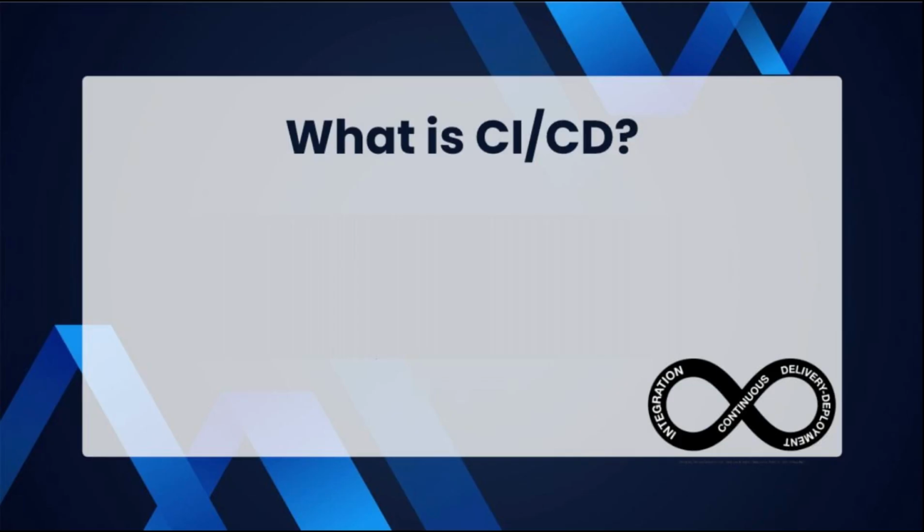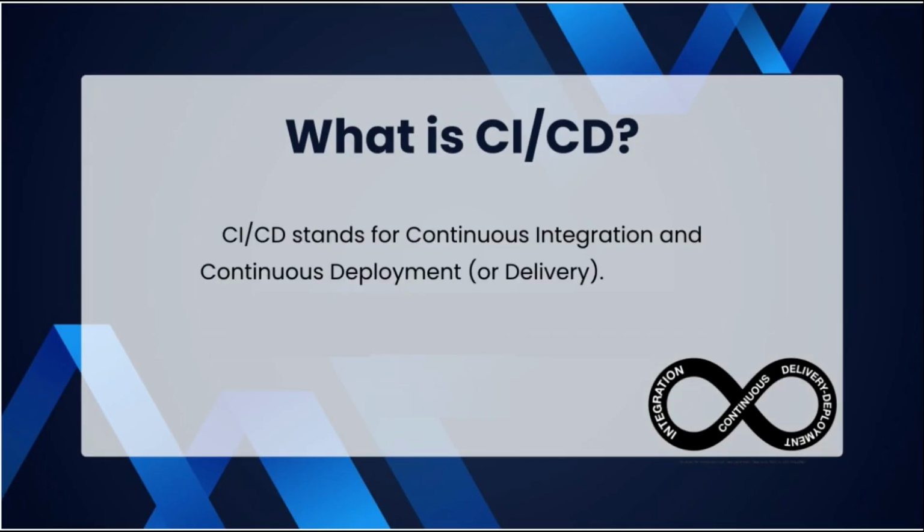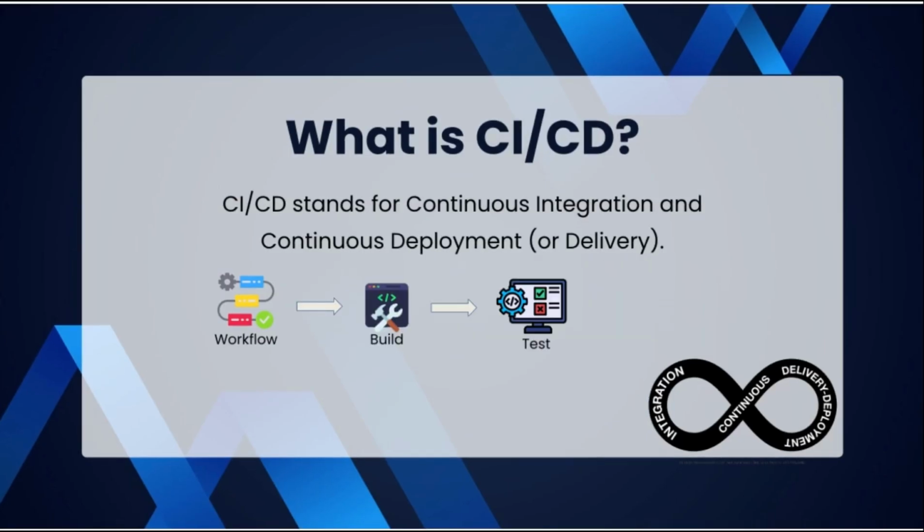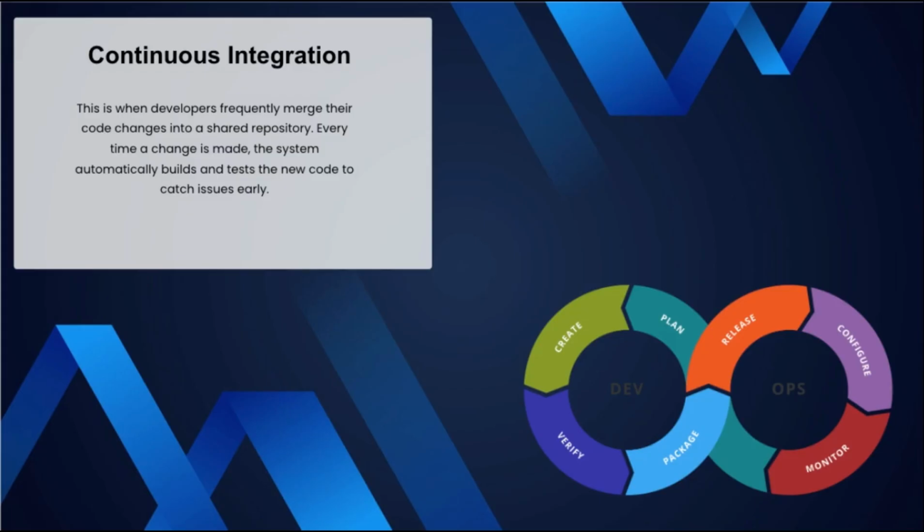What is CI/CD? CI/CD stands for Continuous Integration and Continuous Deployment, or Delivery. It's a workflow that helps developers build, test, and deploy software quickly and reliably. Continuous Integration (CI), this is when developers frequently merge their code changes into a shared repository. Every time a change is made, the system automatically builds and tests the new code to catch issues early.